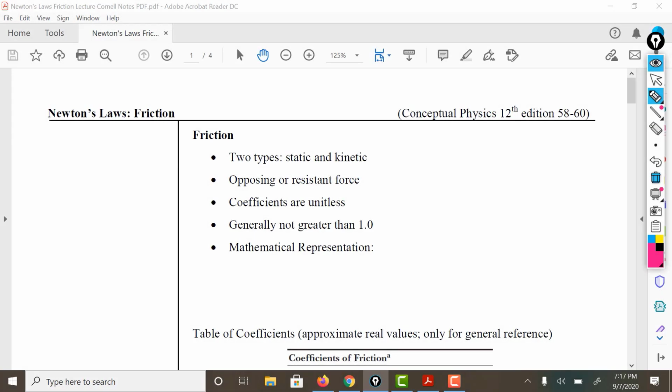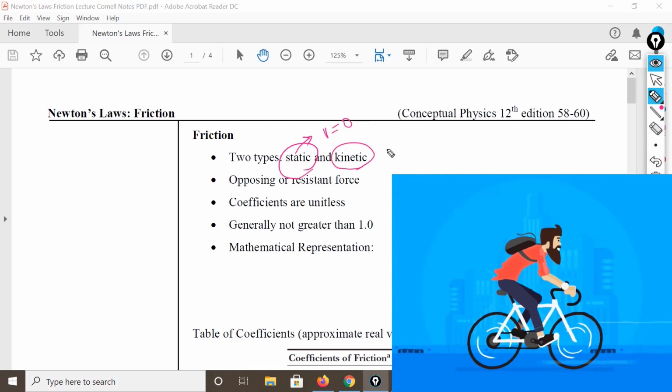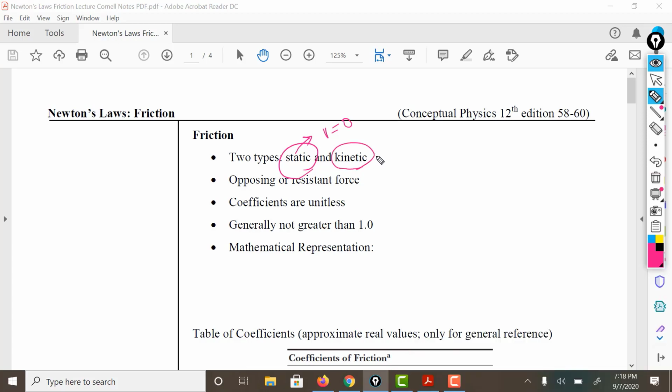So friction, there are two types of friction. There's static and kinetic. Static is the kind of friction that is required to get something going. Kinetic is the friction required to keep it going. So static is when the velocity is 0, so it's not moving yet. And kinetic is once it is moving, the required force to keep it going.